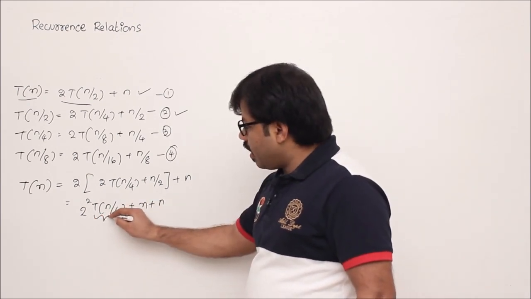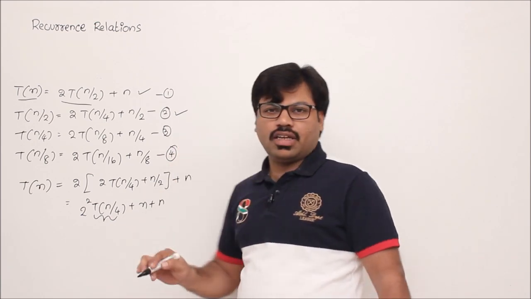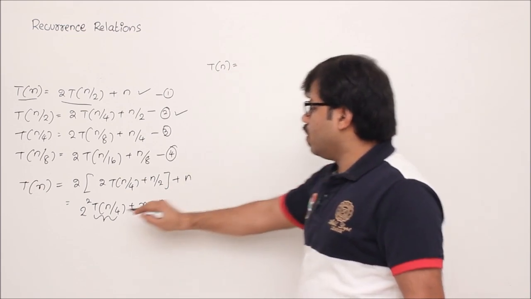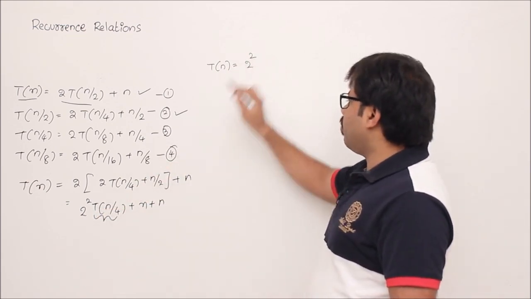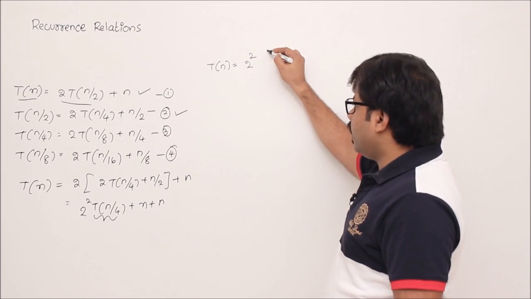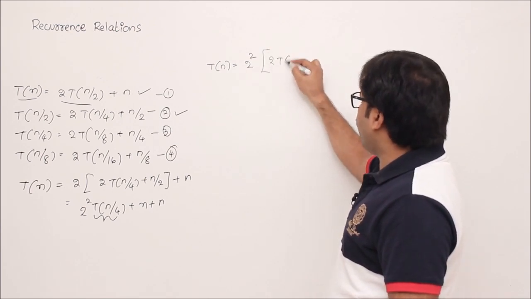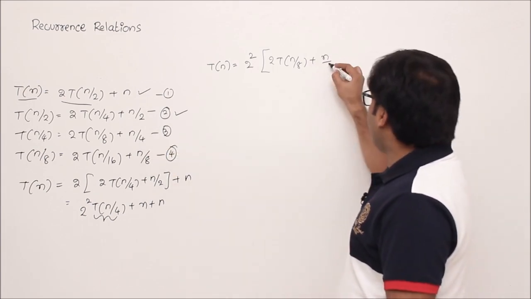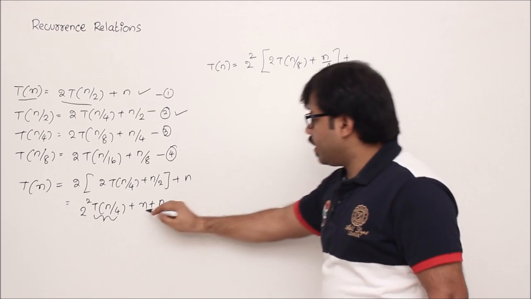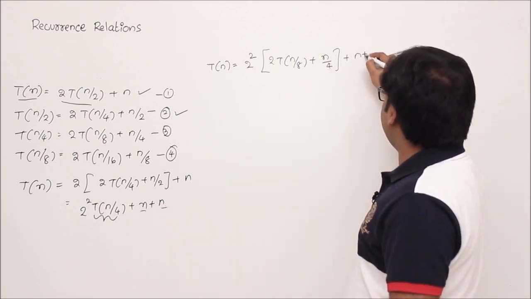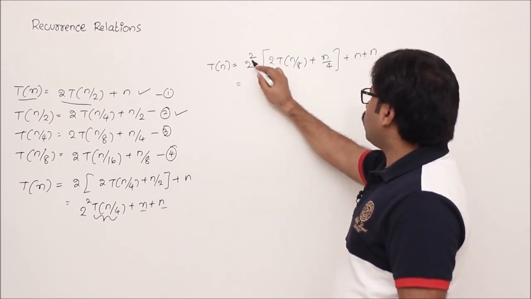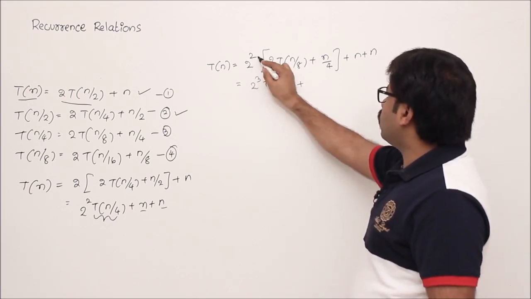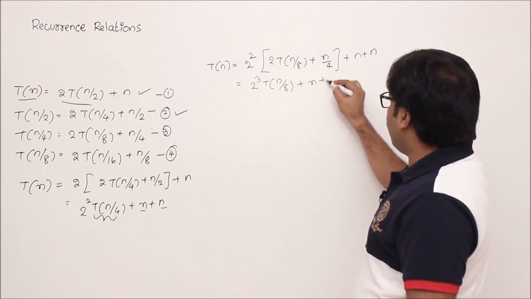Now we'll try to eliminate T of n by 4 this time using equation number 3. That is a technique. So T of n equal to 2 square into, let's replace T of n by 4 with equation number 3. Then what happens? It will become 2 into T of n by 8 plus n by 4, plus the remaining thing, which is n plus n, right? So we get 2 cube into T of n by 8 plus 2 square, 4 into n by 4, n, plus n plus n.